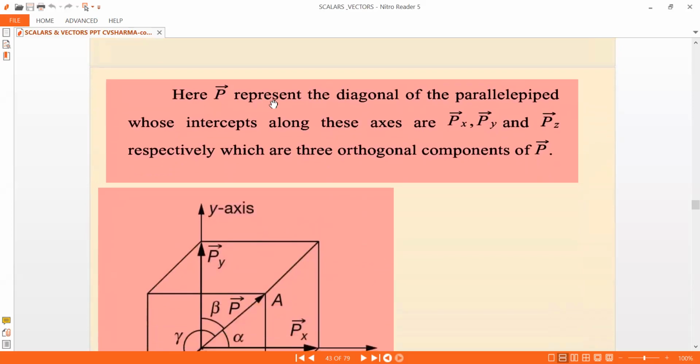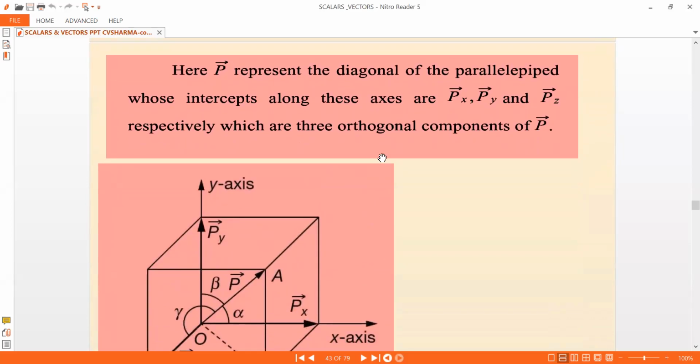Now here P bar will represent the diagonal of a parallelepiped whose intercepts. Parallelepiped is something like, if you have a figure with all the angles alpha, beta, gamma, all the angles are 90 degrees. So it's an extension of a cube. In a cube, all the angles between the edges are 90 degrees. We know that very well. And now if you represent the edges as px, py, pz, 3 mutually perpendicular components, the combination of that will give the vector.